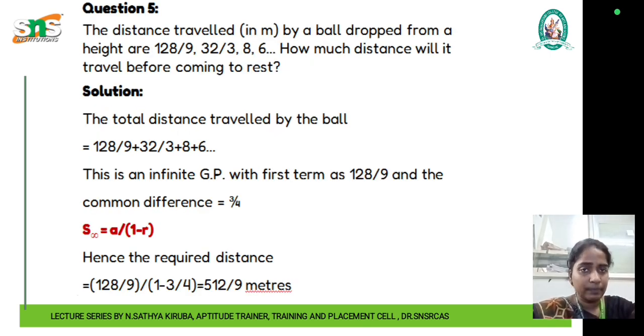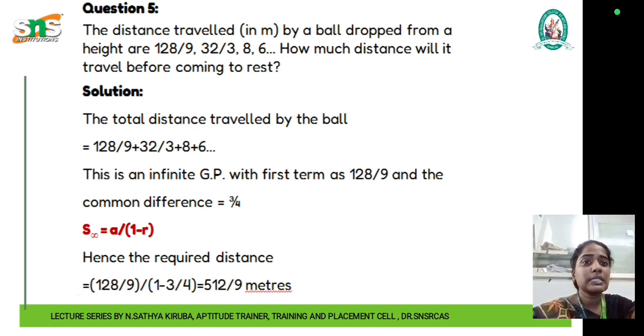The distance traveled in meters by a ball dropped from a height. From a height, a ball has been dropped. The distances are 128 by 9, 32 by 3 and 8, 6, and it goes on like this. How much distance will it travel before coming to rest? The ball has been dropped, it is bouncing and bouncing, and it is going to stop at one point. Now till that point, what is the distance? That is what we are going to identify here.